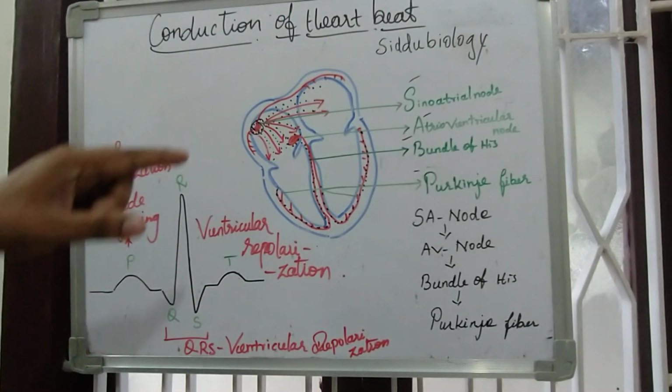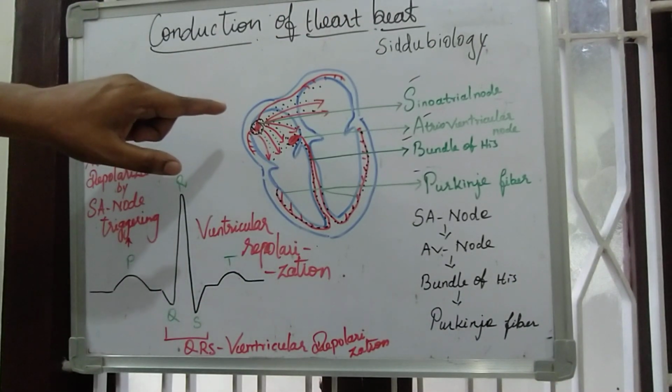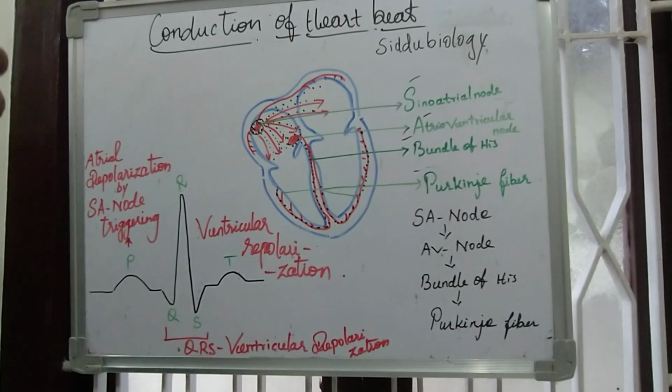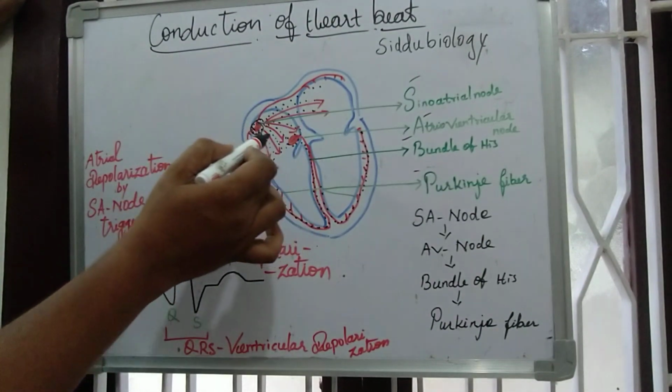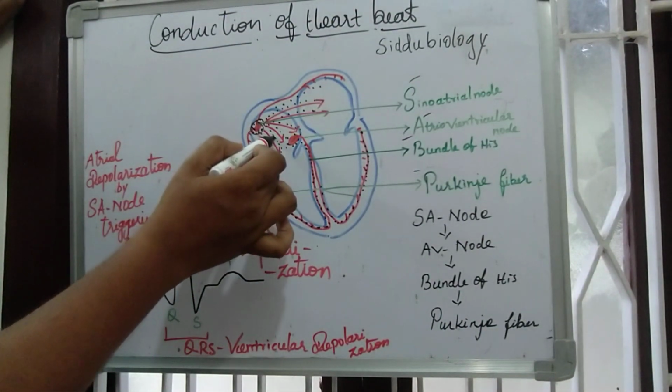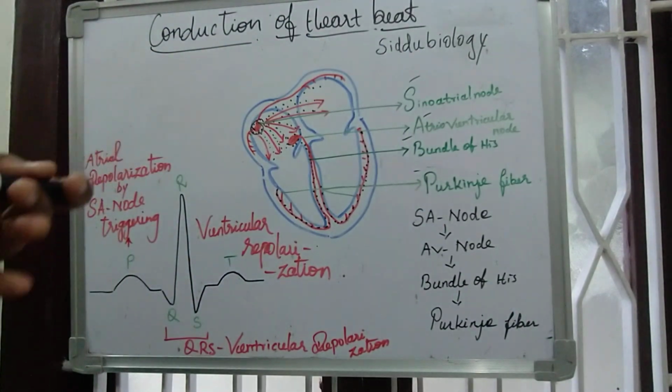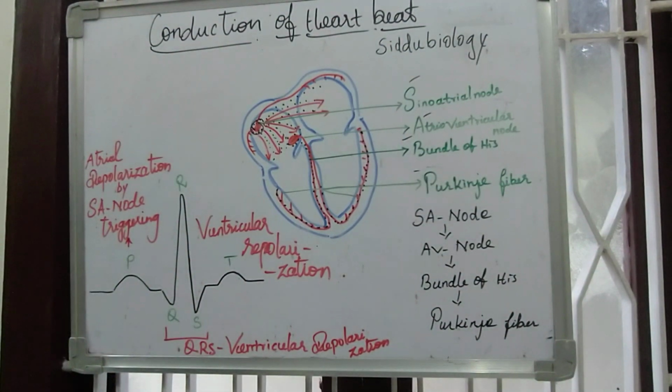It starts from where? The sinoatrial node. The sinoatrial node is a natural pacemaker. It conducts the electrical impulses in the two atria, right atrium and left atrium. When these electrical impulses are generated around the atrium, the atrium contracts. So in the heart, the atrial contraction and the heart relaxation happen because of the electrical impulses generated.